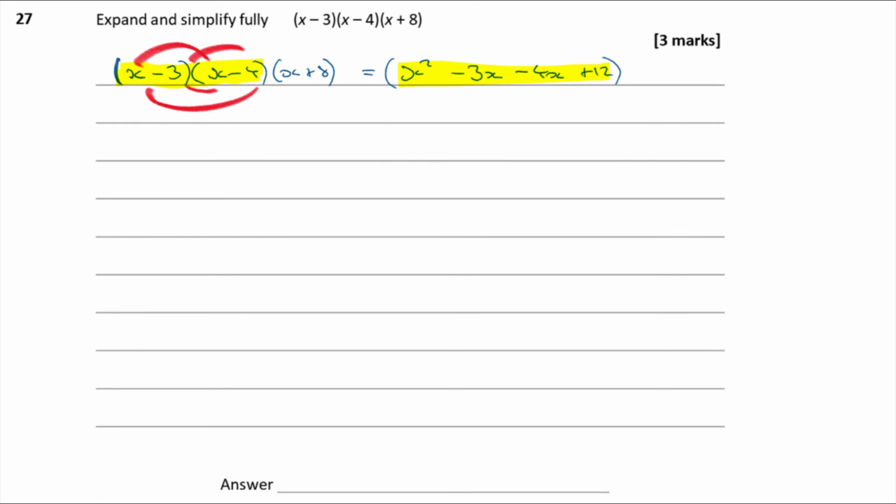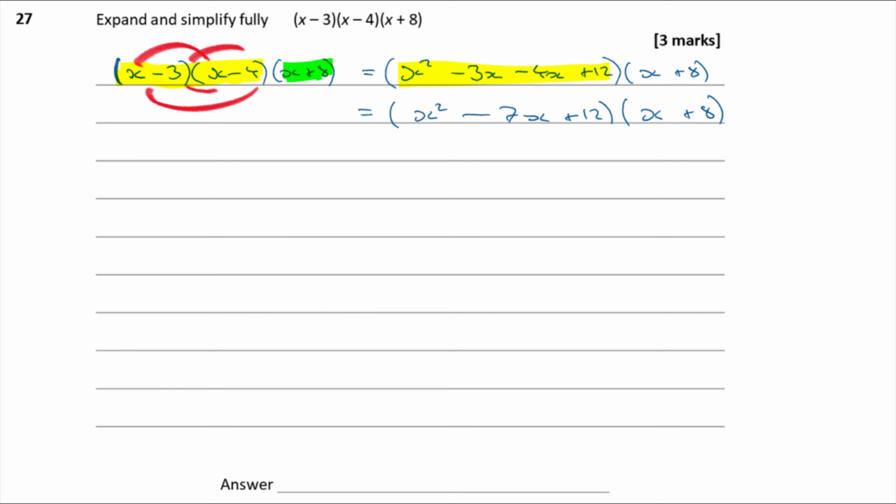And then I've still got the green one here. I haven't done anything with that yet. So that's just sitting at the end now to deal with in a minute. But before we deal with that one, let's just tidy up the yellow bit first. So that is going to give me x squared minus 7x plus 12. Okay, and then I'm timesing that by x plus 8.